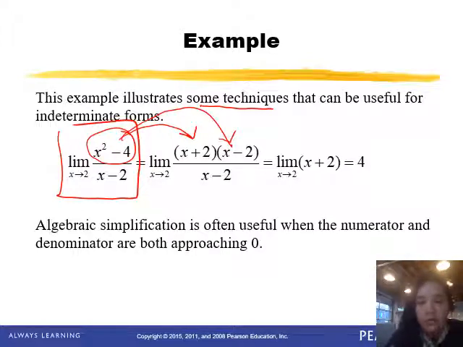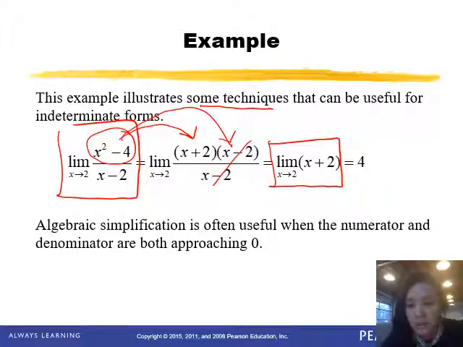And so here you see x minus 2 on top and x minus 2 on the bottom, and you're able to cancel those out. Now you're left with just the limit of x plus 2 as x approaches 2. And that is a very simple problem to solve. That limit, as x approaches 2, is 4.